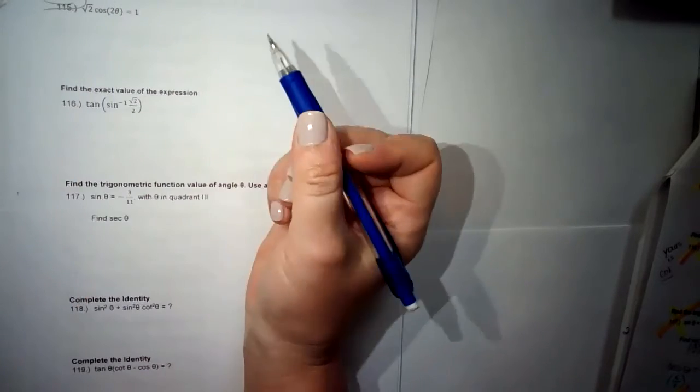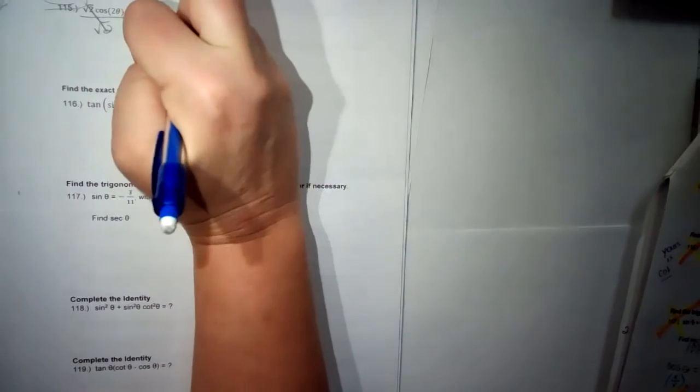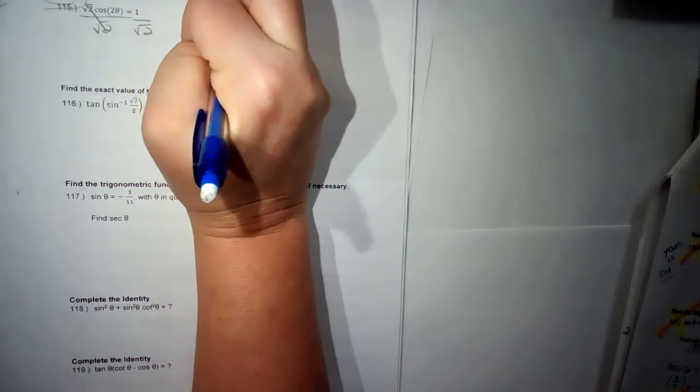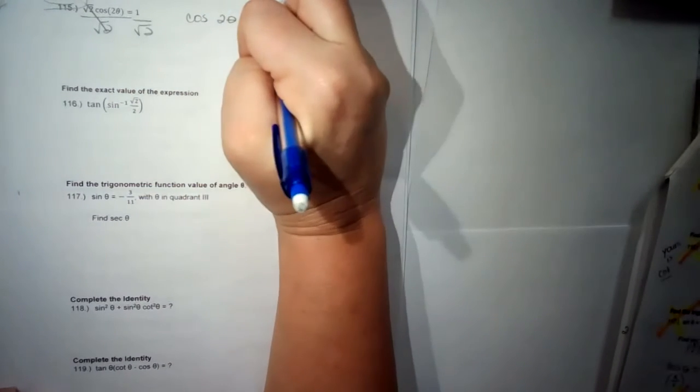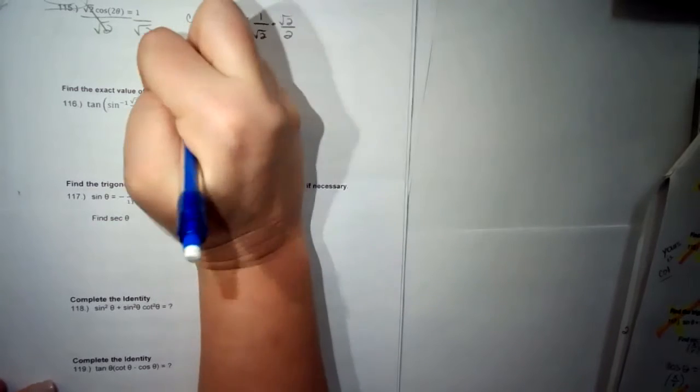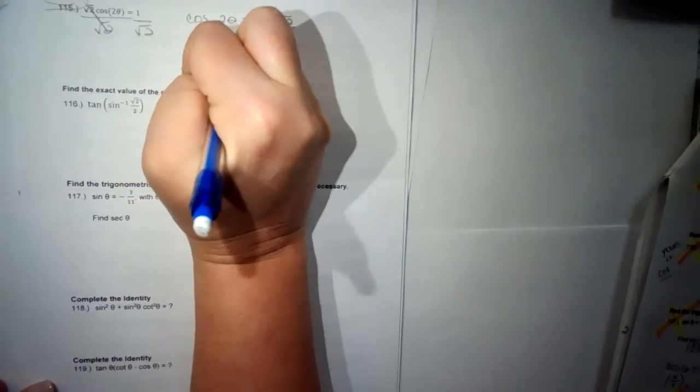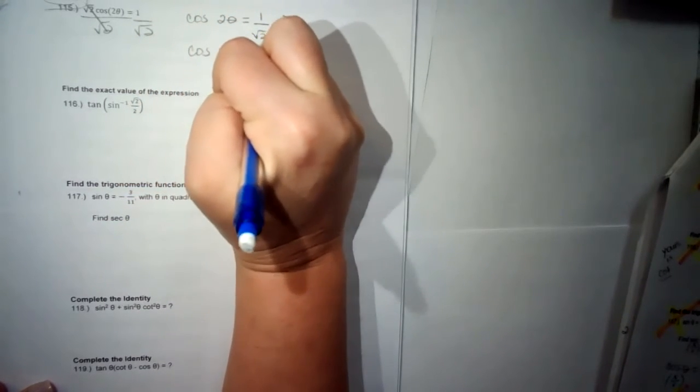First, we're going to solve for cosine 2 theta. So we're going to divide each side by root of 2. Cosine 2 theta equals 1 over the root of 2. Okay, we need to rationalize that. What we really have is cosine 2 theta equals root of 2 over 2.